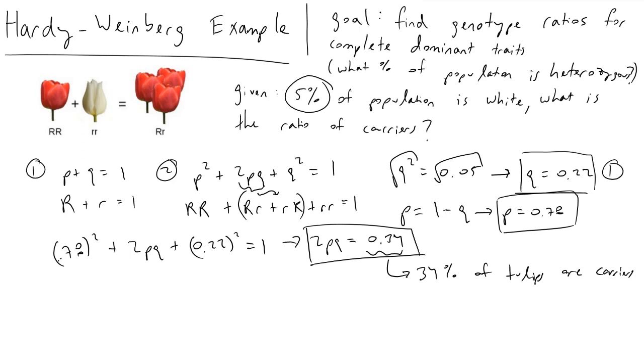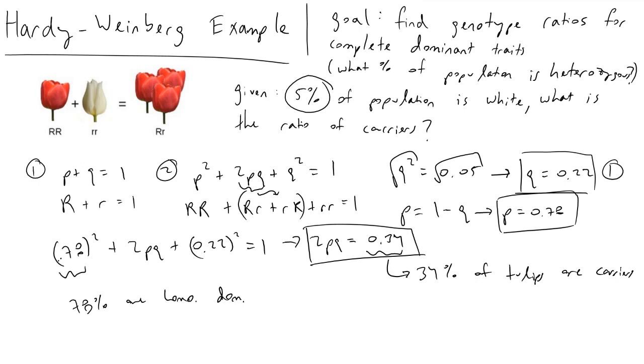So with some very basic statistics and algebra, we were able to look at just one number, the ratio of homozygous recessive tulips that we found. From that, we were able to not only deduce the number of carriers, but also statistically predict the number of homozygous dominant, which is 78%. We will see that these numbers sum up to unity, which is what we expect.